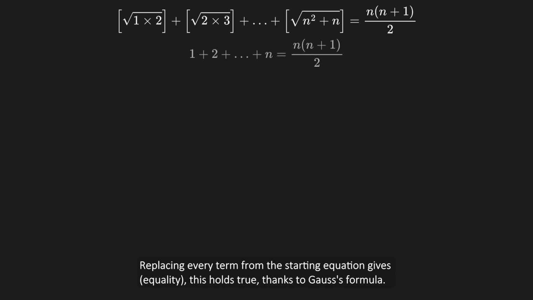Replacing every term from the starting equation gives 1 plus 2 plus so on until n equals n times n plus 1 divided by 2. This holds true thanks to Gauss' formula.